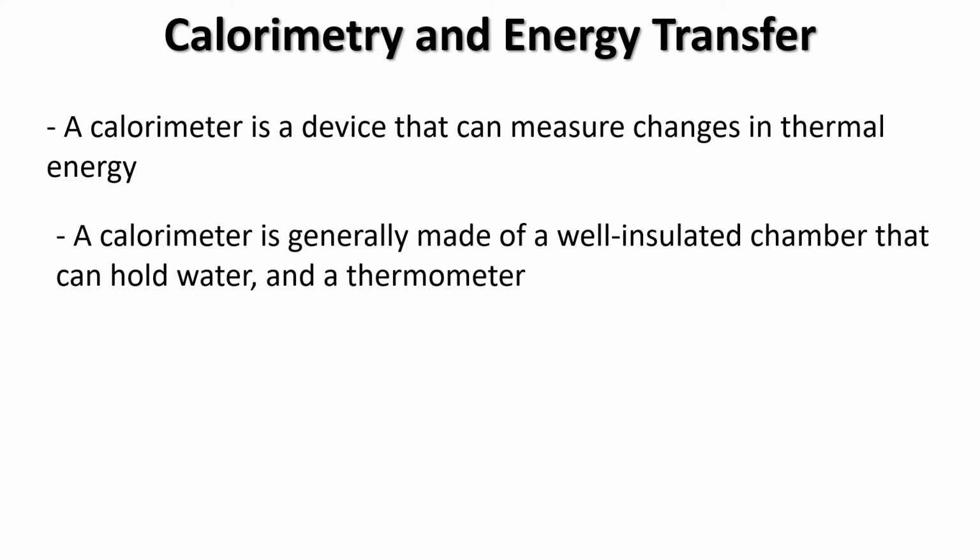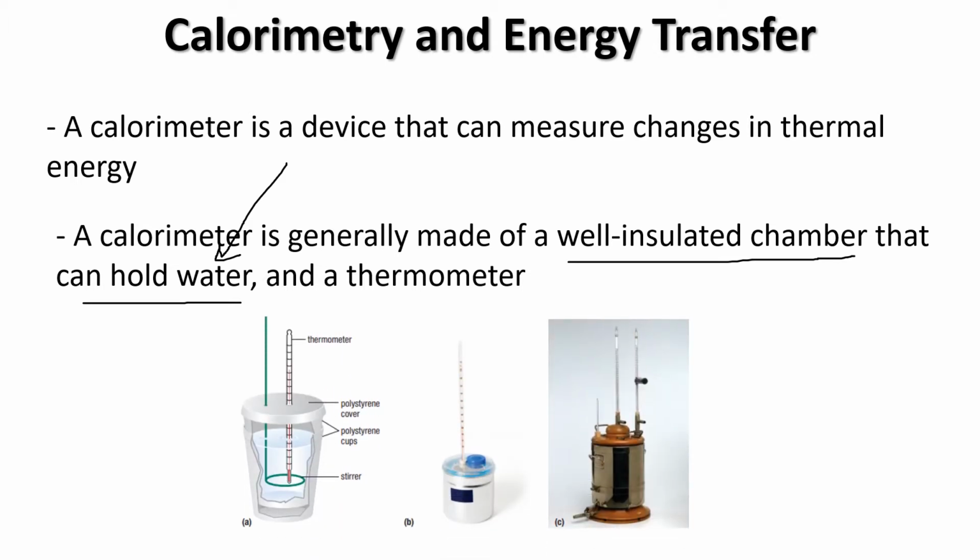So essentially, it's just a well-insulated chamber like a thermos that can hold water, and that water is what's going to absorb the heat change. And there's also a thermometer there to measure the heat change. So there's a couple of examples here. This is your classic styrofoam or coffee cup calorimeter, and then that's a bomb calorimeter. Those are your big boys right there.